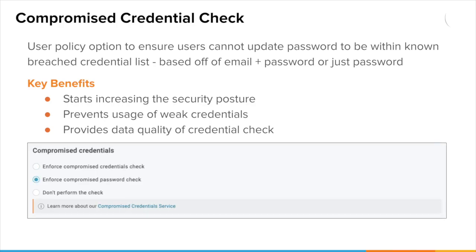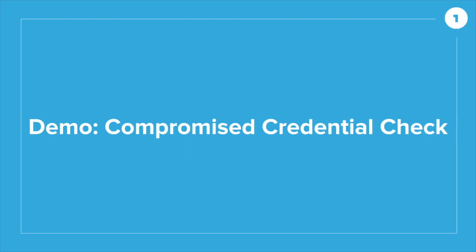If Enforce Compromised Password check is selected and the password they have chosen is on the list, the password will be rejected, whether or not it was used with their username. This latter option would be the more secure option, but could also cause a bit of user frustration by rejecting a lot of their passwords. So just as we looked at dynamic password blacklist, let's take a look at compromised credential check.